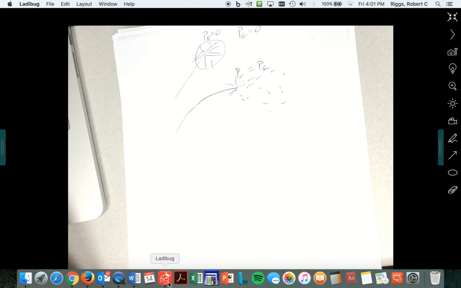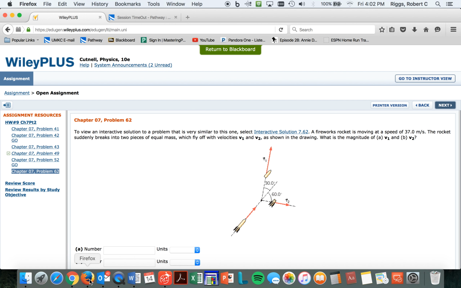So on problem 62, it's a piece of cake. It really, really is. But again, we're going to have a momentum in the x direction, and we're going to have a momentum in the y direction. And here's how I want you to look at this problem, problem 62.